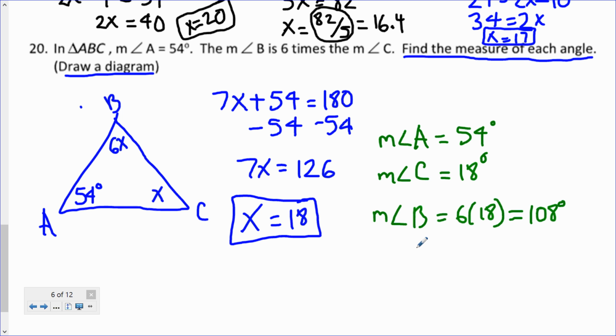And I can verify that my answer is correct by adding the three measurements. So adding 54 plus 18 plus 108. And since those numbers are the angle measurements of three angles in a triangle, what should they equal? Correct, 180 degrees. And they will equal 180 degrees. And that's some reassurance that my answer is correct or is likely correct. This is absolutely correct.